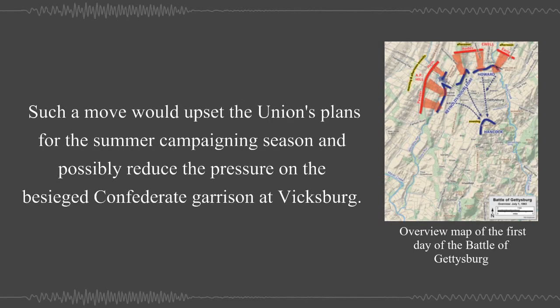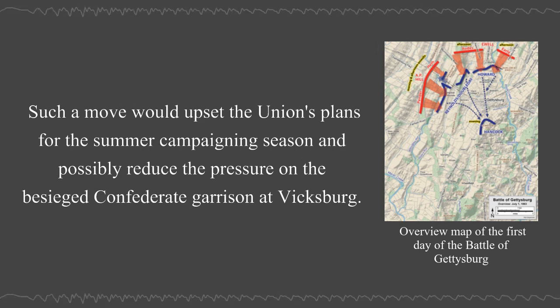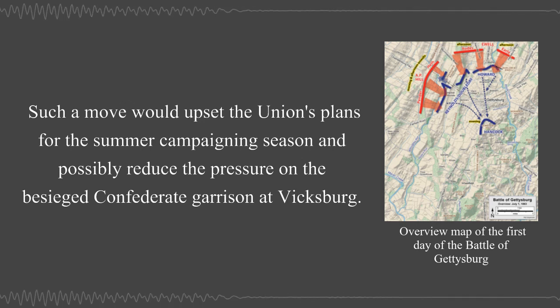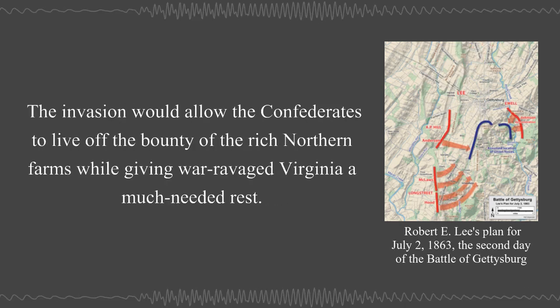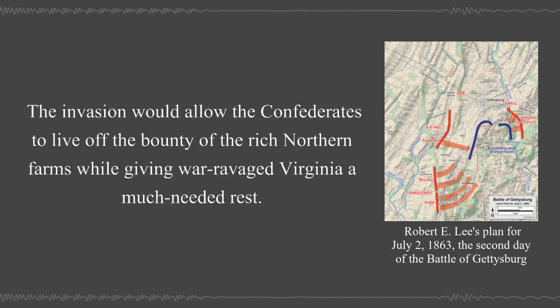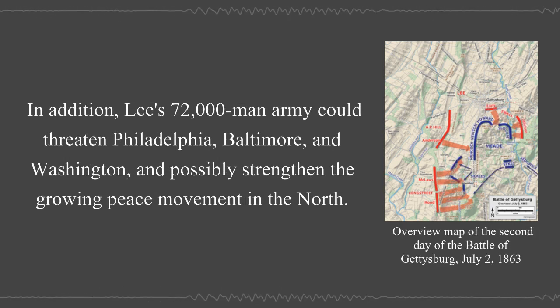Such a move would upset the Union's plans for the summer campaigning season and possibly reduce the pressure on the besieged Confederate garrison at Vicksburg. The invasion would allow the Confederates to live off the bounty of the rich northern farms while giving war-ravaged Virginia a much-needed rest. In addition, Lee's 72,000-man army could threaten Philadelphia, Baltimore, and Washington, and possibly strengthen the growing peace movement in the North.